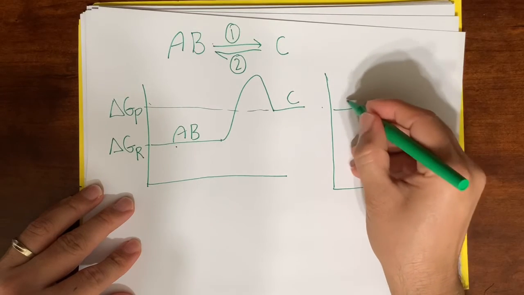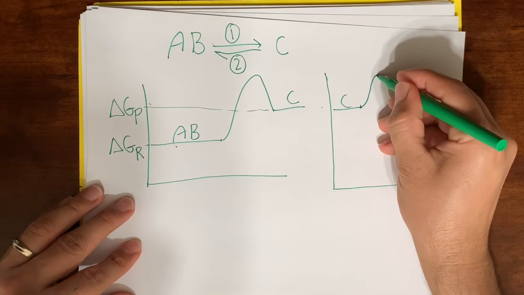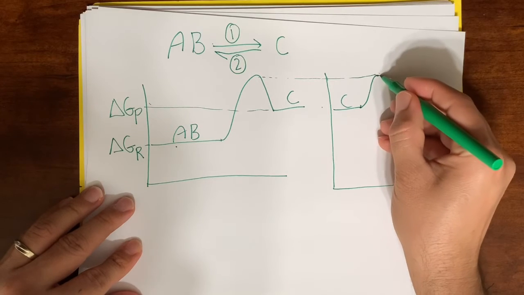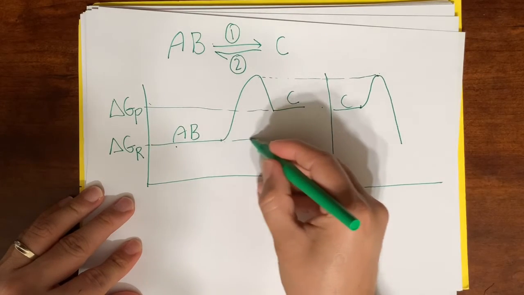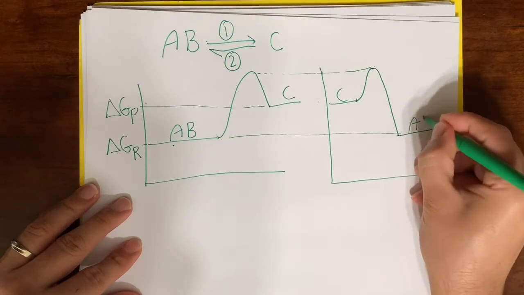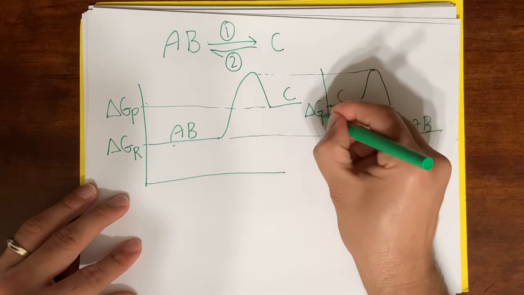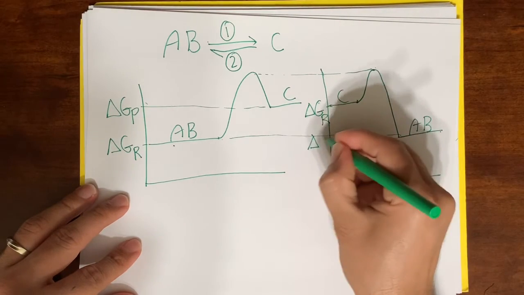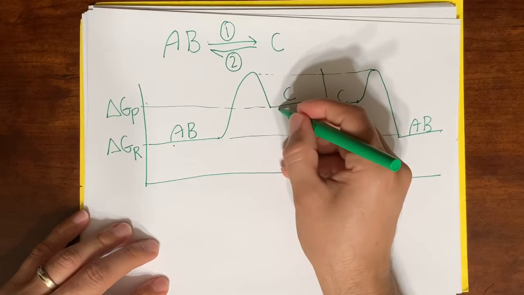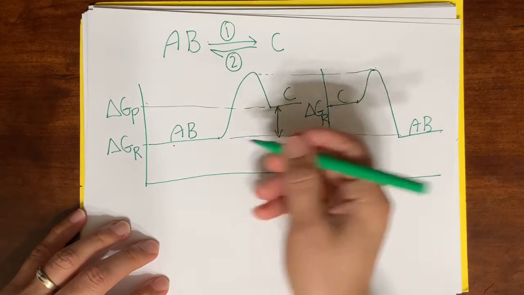You can have C, okay, it goes through this barrier, and then it will generate AB. This is going to be delta G of the reactant, and that one is going to be delta G of the product. Look at the gap that we have. This is the gap between them. The gap here is positive.